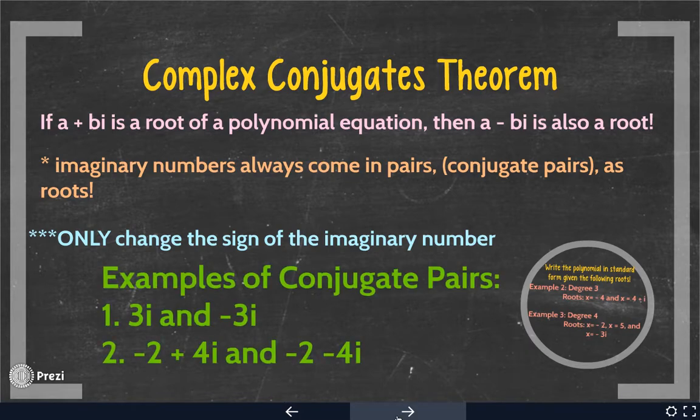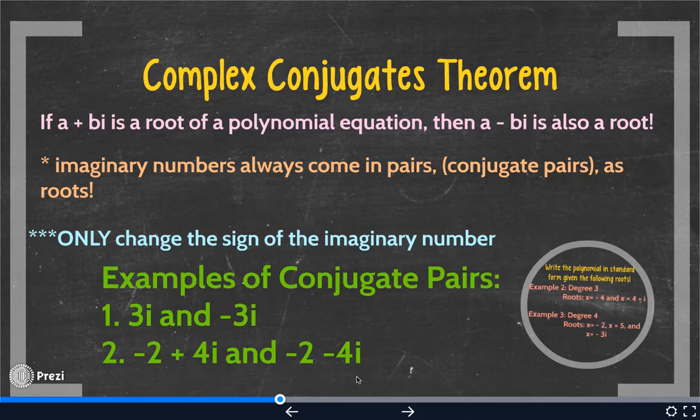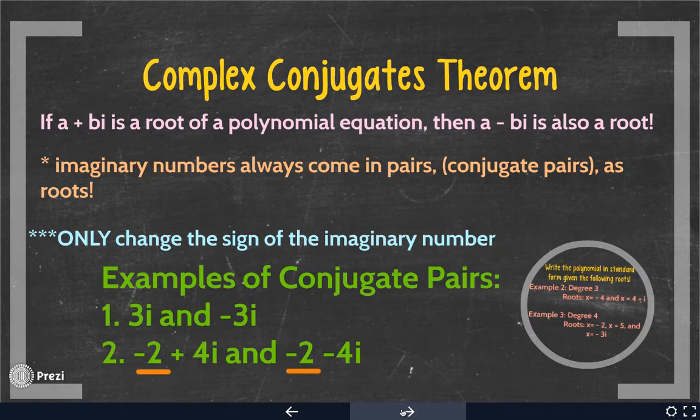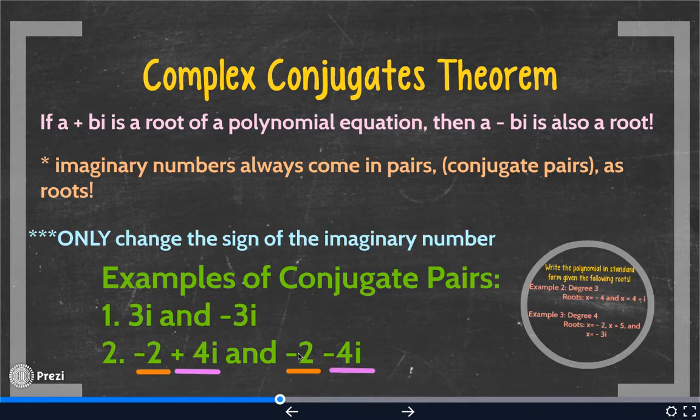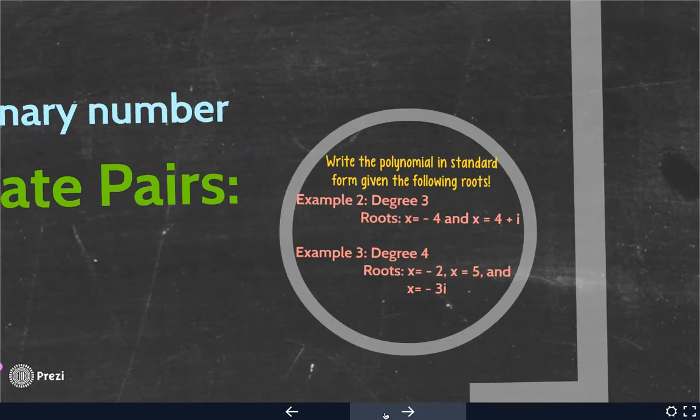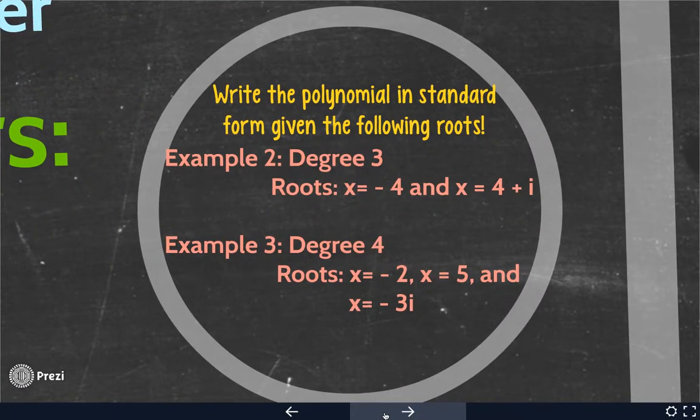So some examples of conjugate pairs are 3i and negative 3i, because they have changed signs. And be careful, negative 2 plus 4i and negative 2 minus 4i. You see here, the negative 2 stayed the same. Do not touch the real parts. Negative 2 doesn't have an I with it, so it's a real number. So we don't change the sign of the real number, only the imaginary numbers. See, positive 4i changed to negative 4i. So be careful.